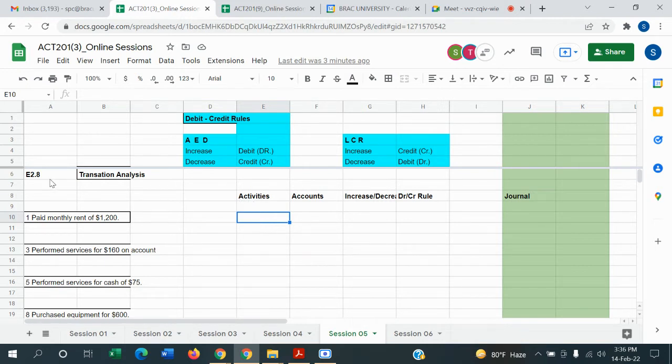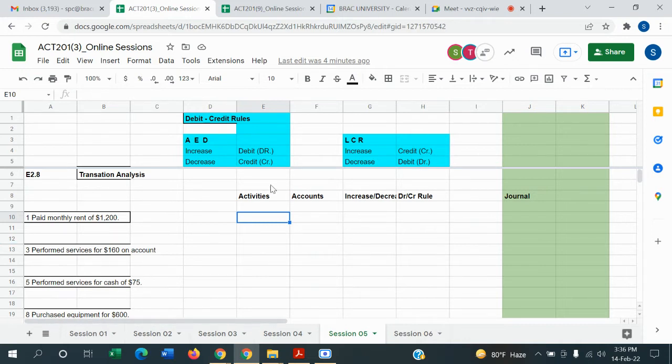So it was related to problem number E28 from your book. We asked you to go through the transaction analysis and apply the debit credit rule. For your purposes, I have summarized the debit credit rules here so that we can easily use them. Just to recap, we have identified that when there is an asset, expense or drawings, if it increases we should debit it, and when it decreases we should credit it. On the other hand, for liability, capital and revenue, when they increase they should be credited, just the opposite of the previous one, and when they decrease we should debit them. Those are the rules we have to follow.